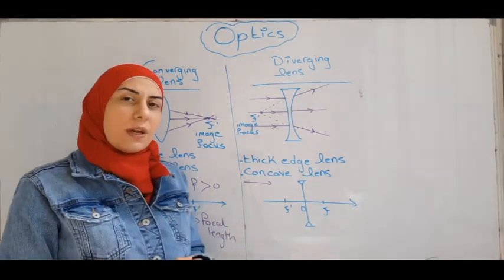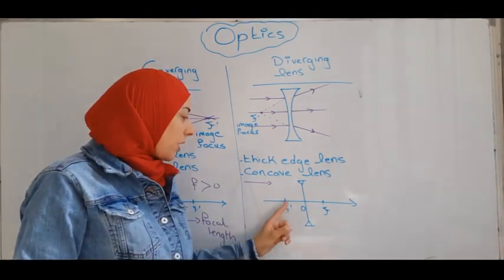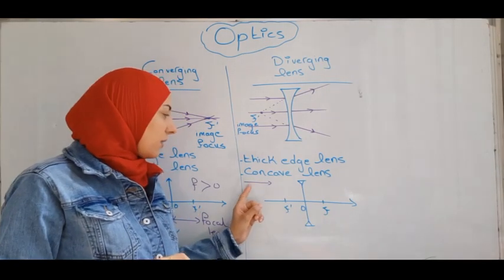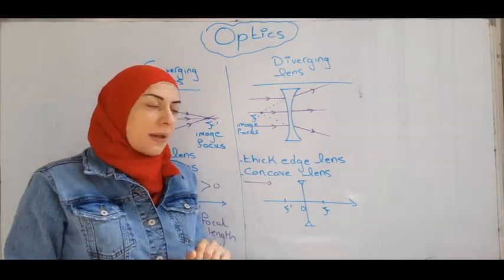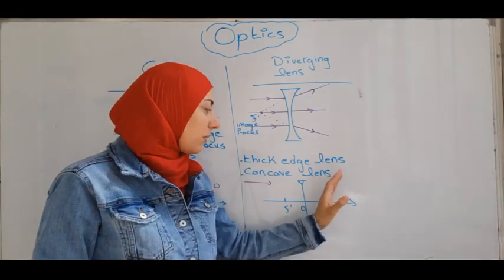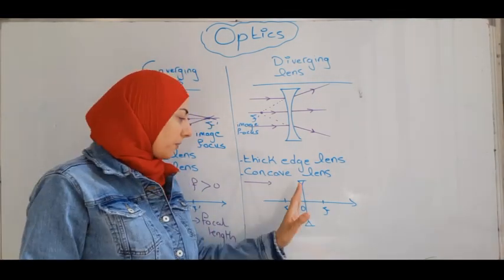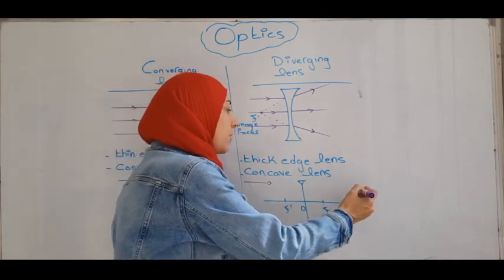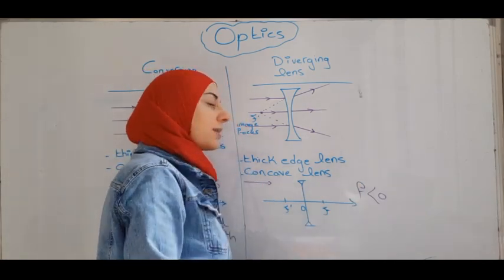Now, in the case of a diverging lens, OF prime is opposite in direction to the direction of propagation of light. The direction of propagation of light is drawn here from left to right, while OF prime is from right to left. So the focal length in a diverging lens is negative.